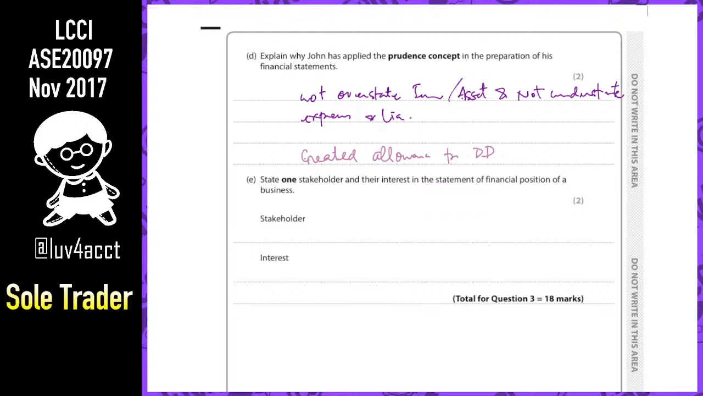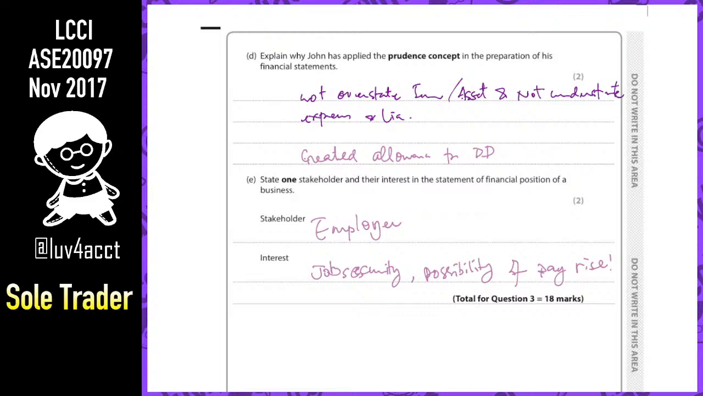State one stakeholder and their interests. Okay, I like to state employees. Because they want to see if their job is secured, whether there is possibility of pay rise. Okay, so question 3 done.